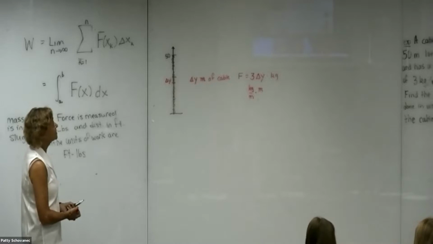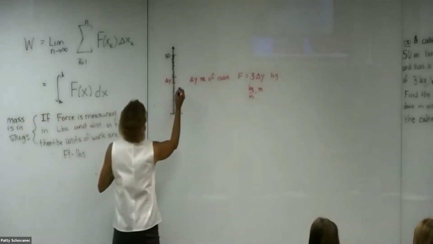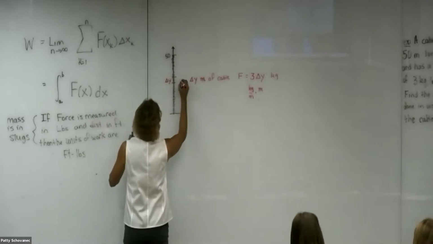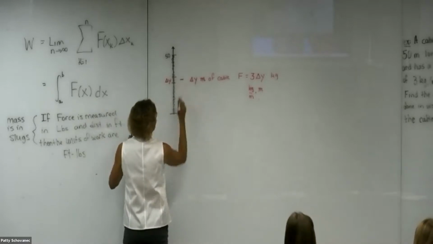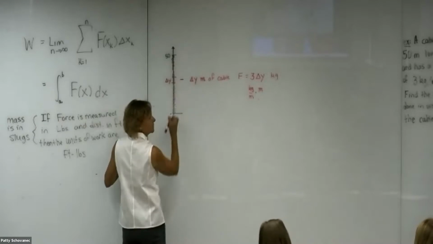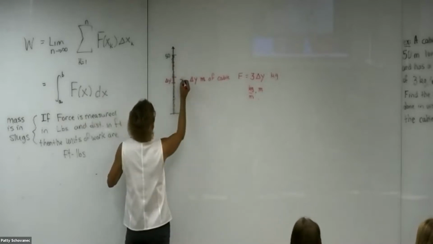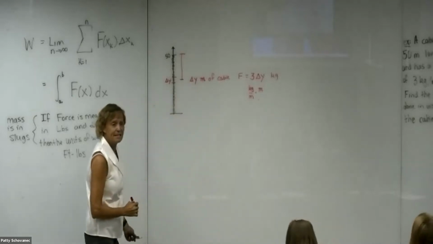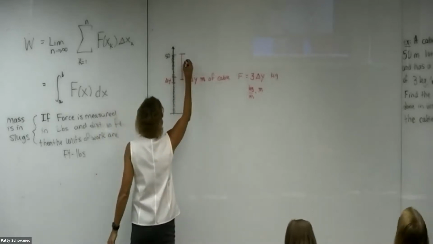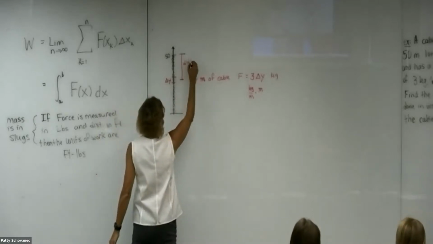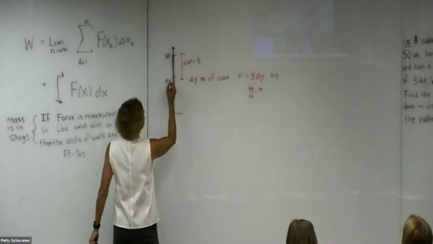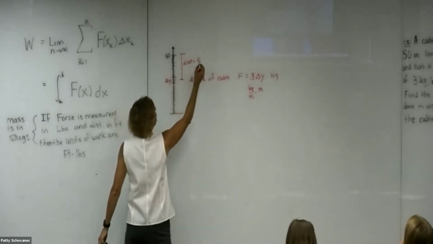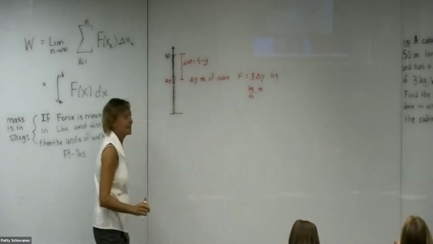The important part is my force is a constant over that tiny interval. Now I've got to take that and move it from its location on the y-axis at some arbitrary y coordinate, somewhere between 0 and 50, and I need to move it from where it is to where it's going to be. So what's the distance that that little tiny piece of cable has to move? 50 minus y. Delta y is the width. So 50 minus y is the distance it has to move.